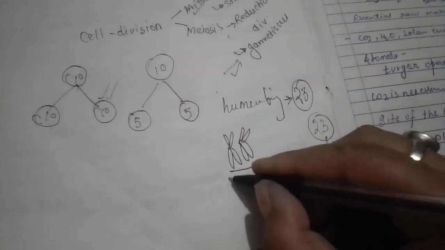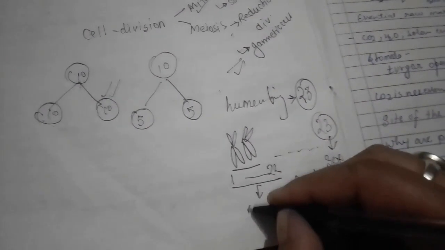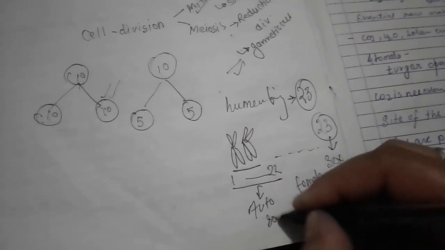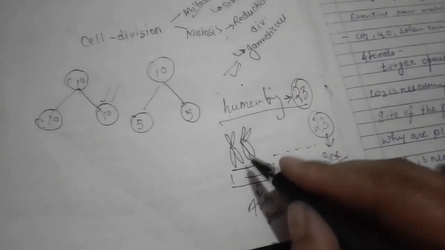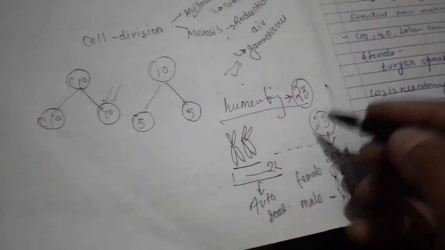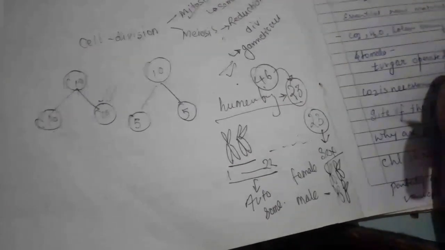And all the 1 to 22 pairs of chromosomes are known as the autosomes. Clear? So in the human being, if you count all the chromosomes in a whole set, 1 2 3 4 5 6 likewise, it is 46, and when you reduce it, it becomes 23. So this is all about this chapter.